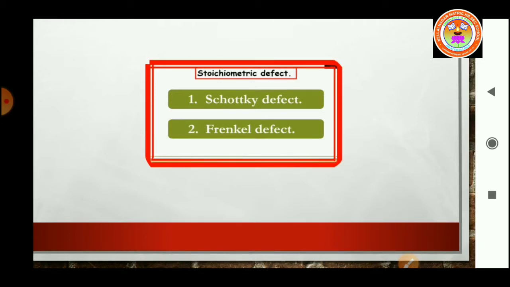That is, stoichiometric defect is classified into 2 types. What are the 2 types? One is Schottky defect, another one is Frenkel defect. The first one is Schottky defect.